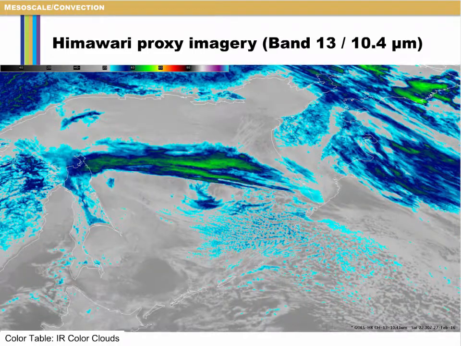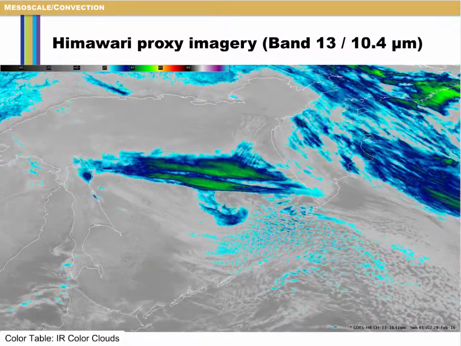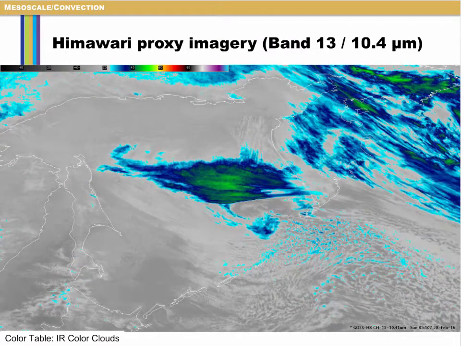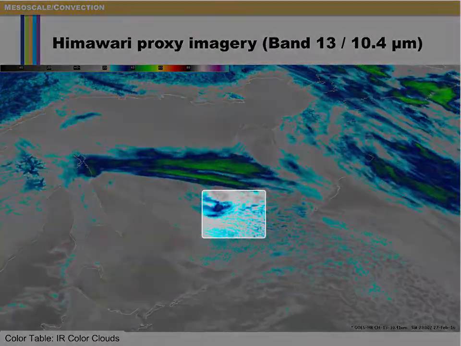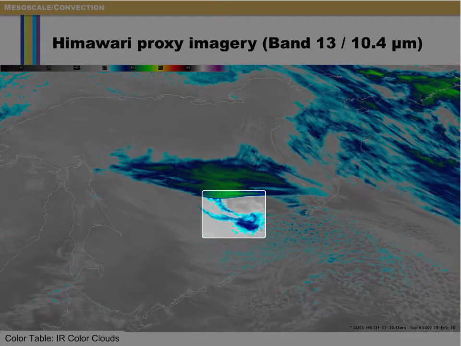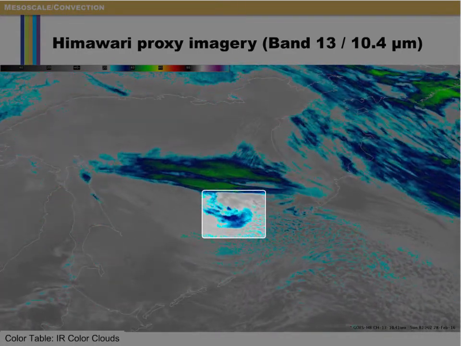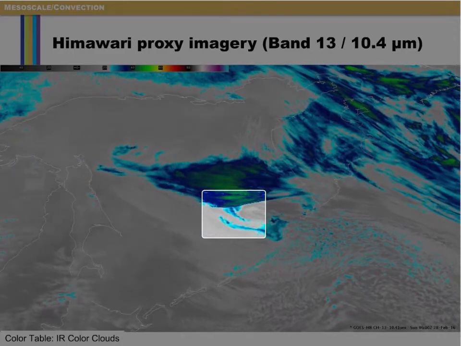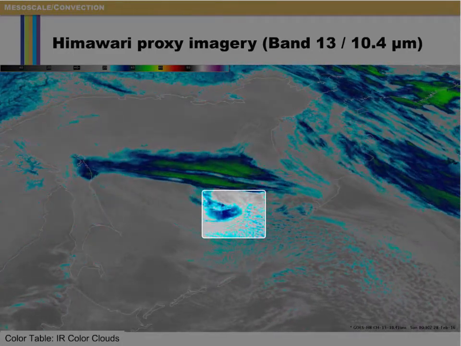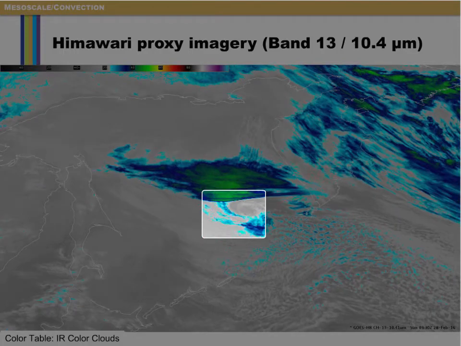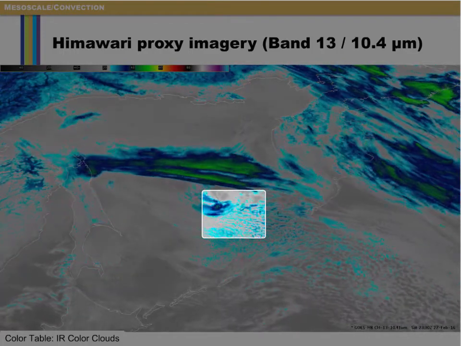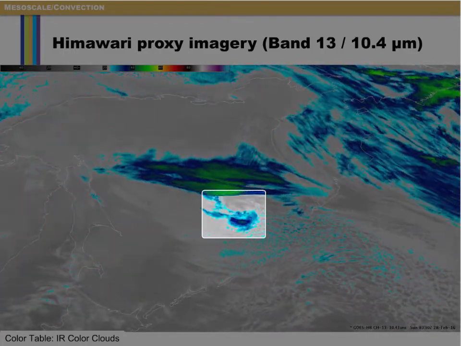We move on to the IR band at 10.4 microns. Note the colder convective cloud tops south of the mesolow circulation. It would have been difficult to discern this from the visible bands alone, since the background consists of low-level cumulus lines, making it all blend in. However, in this channel, the colder cloud tops show up clearly.